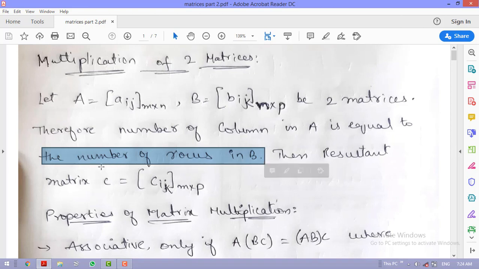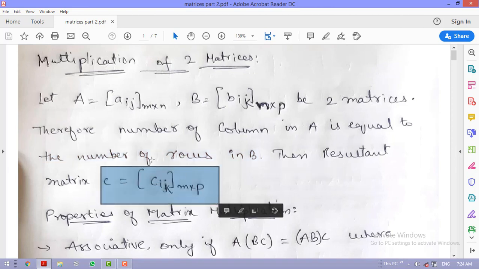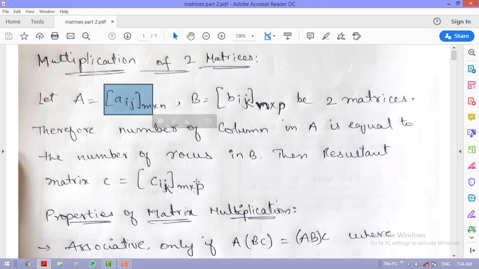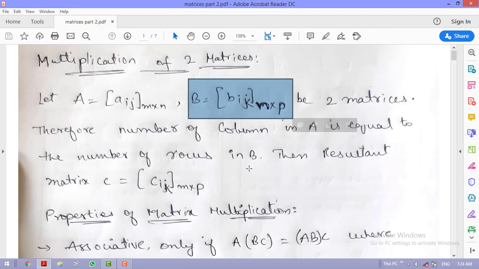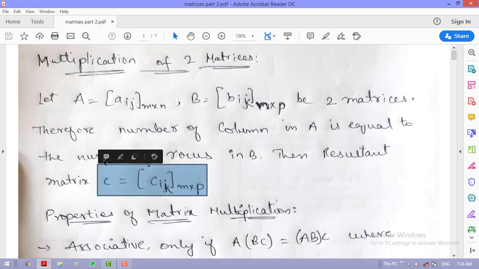Then the resultant matrix order will be: the rows of the resultant matrix will be equal to the rows of the first matrix, and the columns of the resultant matrix will be equal to the columns of the B matrix. Okay, you have to follow this rule and cross verify your resultant matrix in terms of order with respect to first matrix rows and second matrix columns. So here I'm not going to show any kind of example.